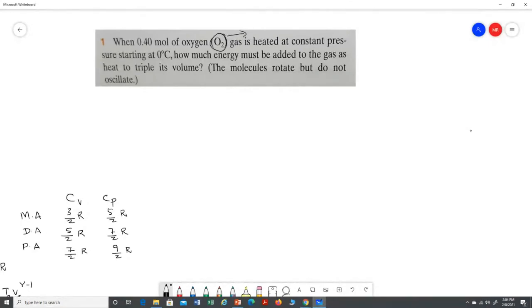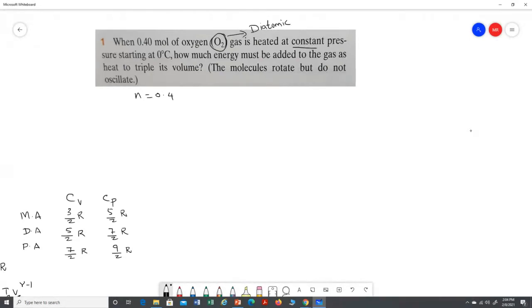O2, is it diatomic or monatomic? Diatomic. So the type of the molecule is given. It's a diatomic molecule. Am I right? So you have how many moles? I have 0.4 moles of oxygen. So oxygen is a diatomic particle.